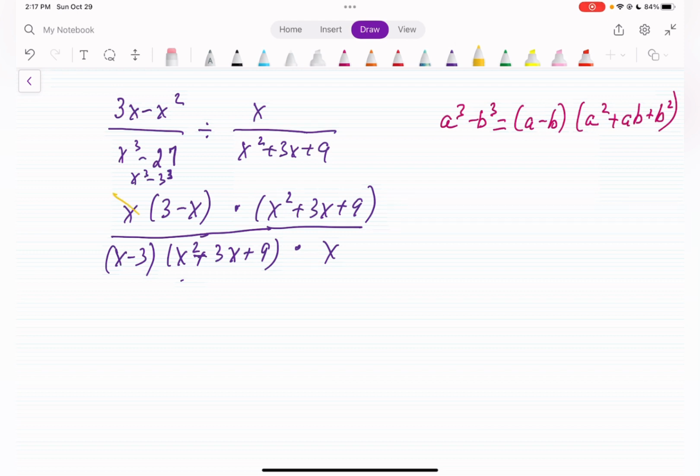We are canceling this x with x. And then I'm canceling. Oh, I have 3 minus x, x minus 3. So I have to put a negative sign in front to be able to cancel, because one of them will become either 3 minus x or x minus 3, doesn't matter which one, and I can cancel those now since I have a negative in front. And I have here x squared plus 3x plus 9, x squared plus 3x plus 9. And my answer is going to be negative 1.